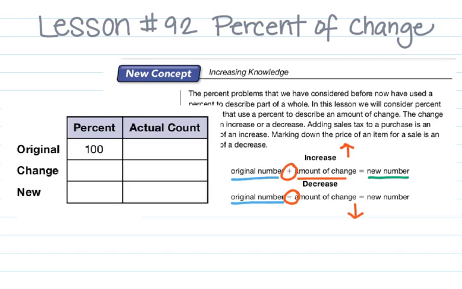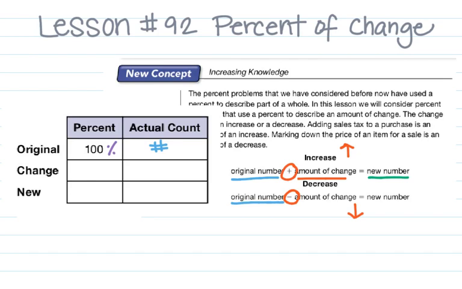Here is my new table. Notice here that my 100% is my original percent. I'm always going to start with 100%. I'm always going to start there. Now, this is going to be my original number right here, what the actual product is that I'm going to use, the actual number.